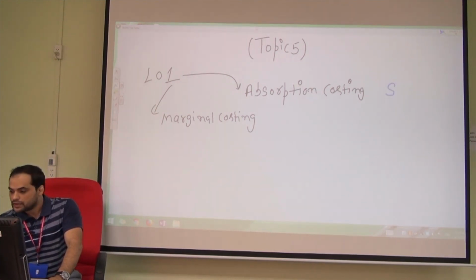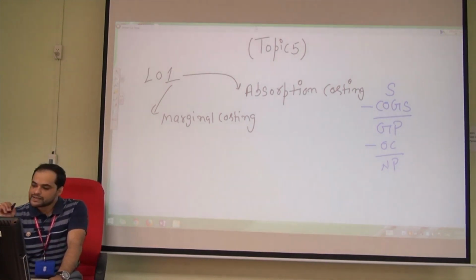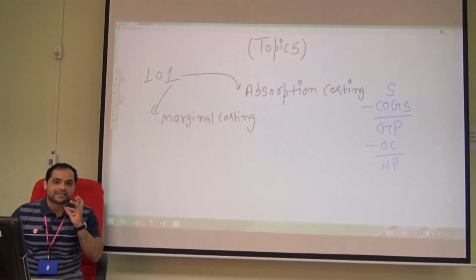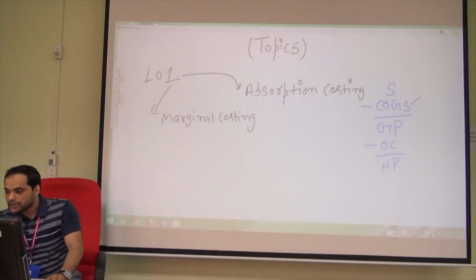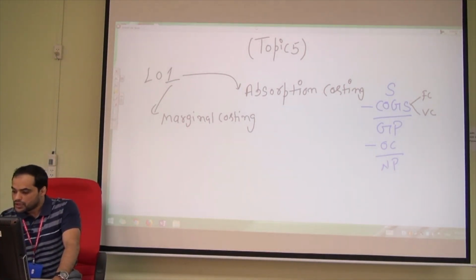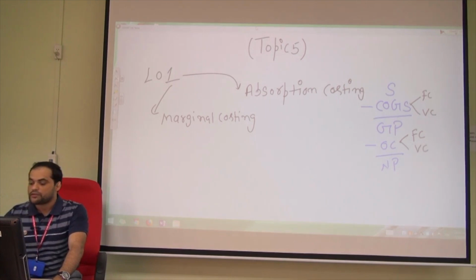So here, sales minus cost of goods sold is the gross profit, right? Minus operating cost is net profit, right? So here the idea is that manufacturing cost will be used to estimate product profitability. In this cost of goods sold, we have fixed manufacturing and variable manufacturing. Right? In this operating cost, we of course have fixed non-manufacturing and variable non-manufacturing.